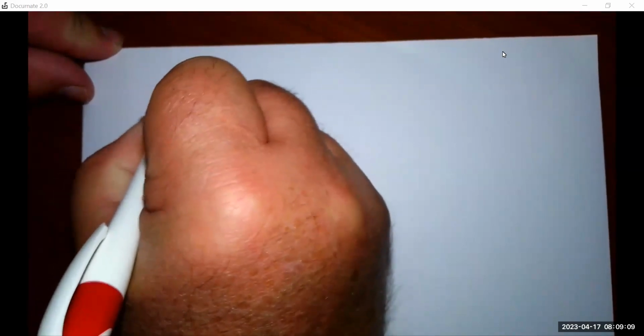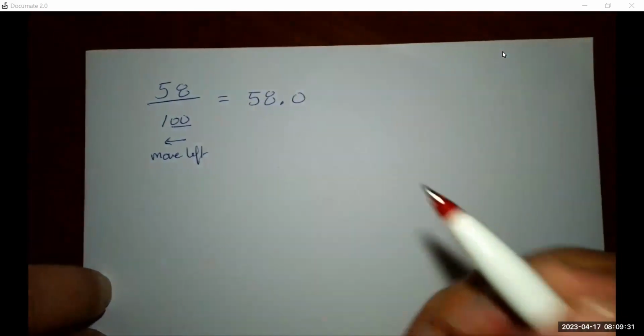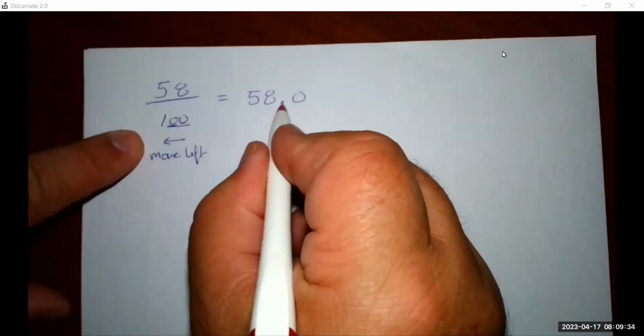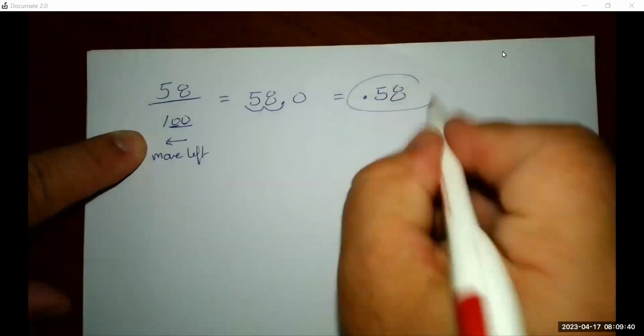Okay, an easy way of looking at this. If we had 58 over 100, the number of zeros tells us how many spaces to move the decimal left. Right now, 58 is actually 58.0. Since there's nothing behind it, it's all zeros. What this one says, I move it 2 spaces to the left. And there's your conversion.